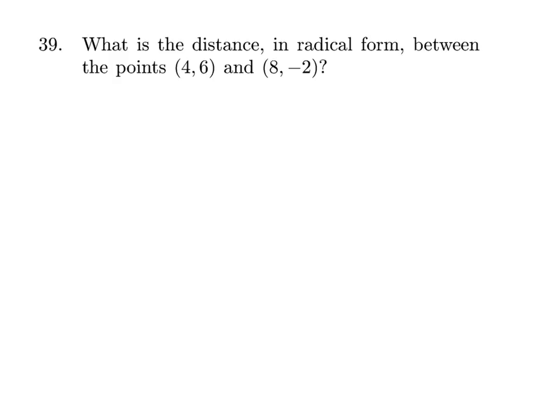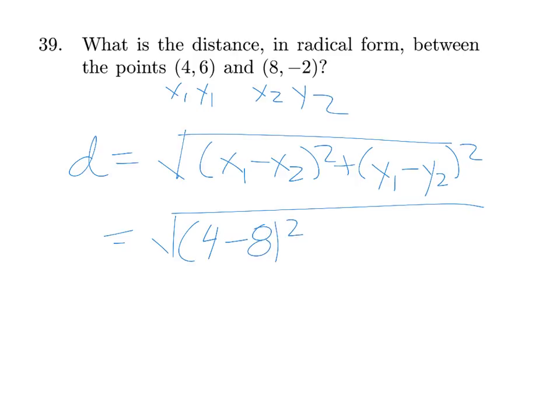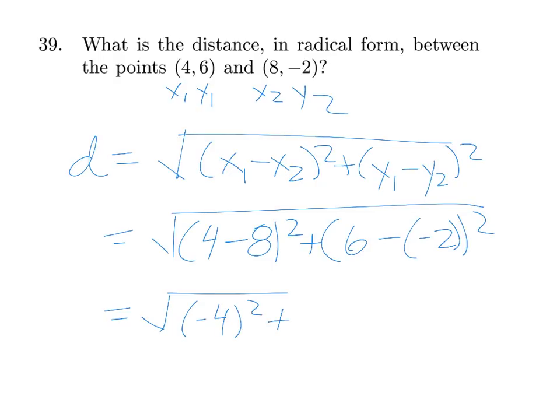What is the distance in radical form between points 4, 6, 8, negative 2? So this is your x1, y1, x2, y2. Using the distance formula, we have x1 minus x2 squared plus y1 minus y2 squared. All right, so just make sure to plug in the information correctly. So we have 4 minus x sub 2, which is squared, y1, which is 6, minus y sub 2, which is negative 2. All right, 4 minus 8, negative 4 squared plus 6 plus 2, which is 8. So I end up with 16 plus 64, which is 80.